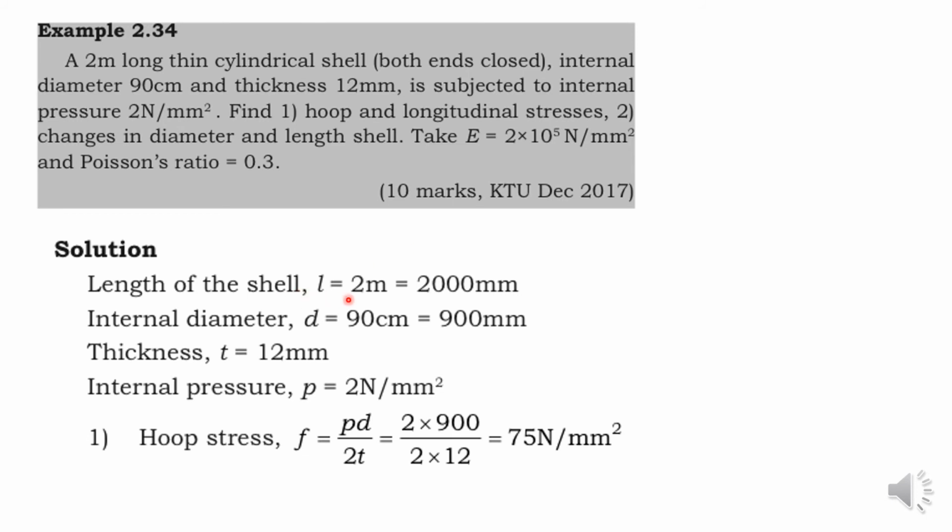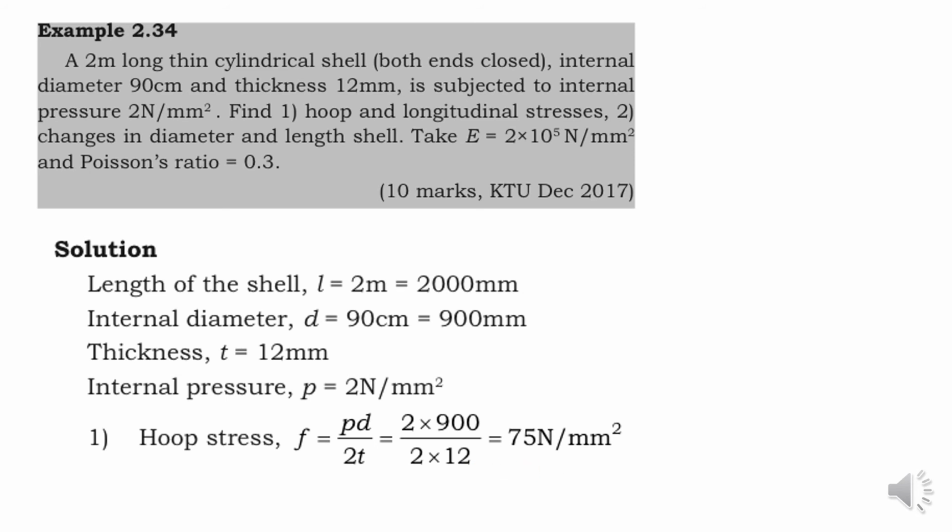It is given that the length of the shell is 2000 mm, internal diameter is 900 mm, thickness is 12 mm, and internal pressure P is equal to 2 Newton per mm square. So how will you find out the hoop stress, which is PD divided by 2T? That is P, the pressure, which is 2, into D, the diameter, divided by 2 into thickness. So you obtain the value as 75 Newton per mm square.